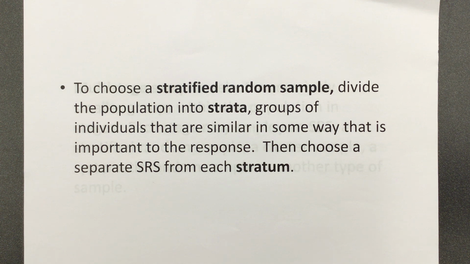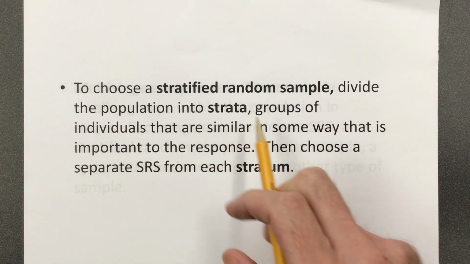So for example, let's say I think that freshmen, sophomores, juniors, and seniors have very different viewpoints on whatever topic I'm investigating. I could then set up a stratified random sample where I make sure to ask 25% freshman, 25% sophomore, 25% junior, 25% senior, to make sure that I'm not overrepresenting any one group. So that is called, again, a stratified random sample.